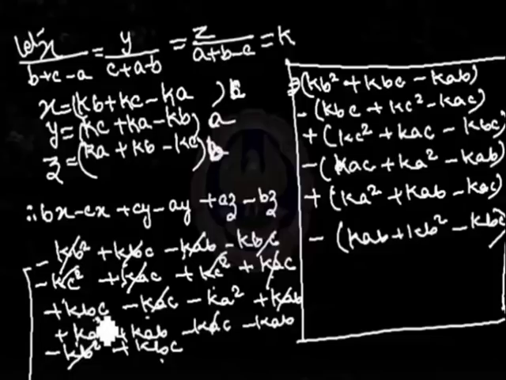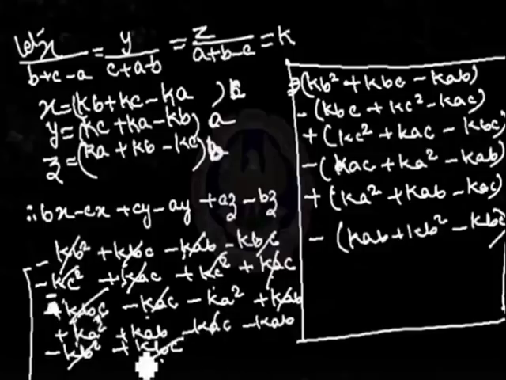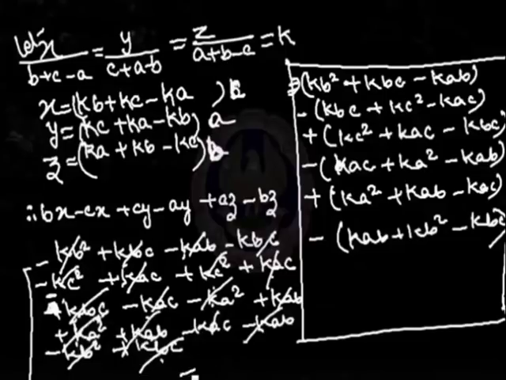We need to just check if this is correct or not. This is the first line. Let's just check: KB square plus KBC minus KAB minus KBC minus KC square plus KAC plus KC square plus KAC minus KBC, right? So this will be minus KBC. So minus KBC plus KBC gets cancelled, minus KA square plus KA square gets cancelled, plus KAB minus KAB gets cancelled. So the answer stands as 0.